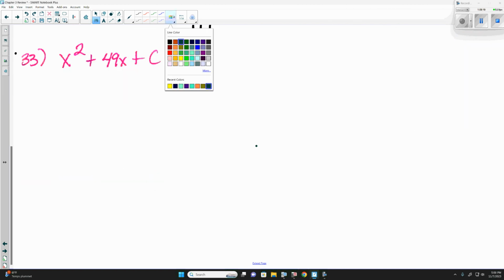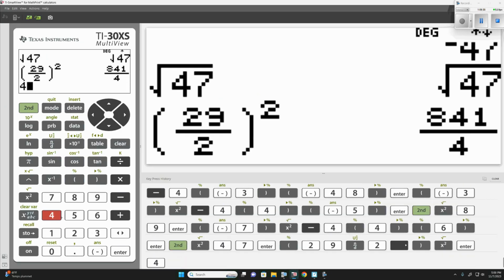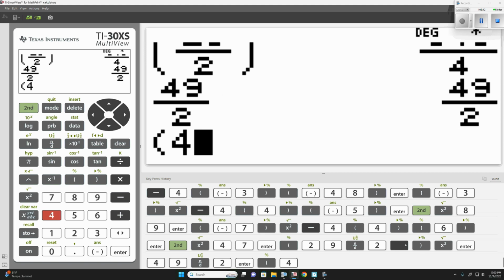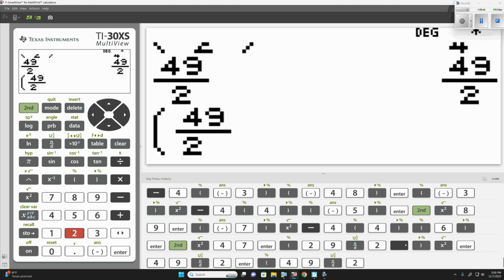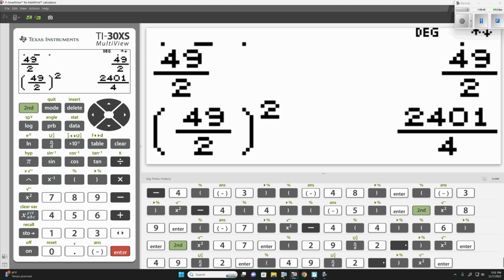33, we're going to do the same thing. c is equal to b over 2 squared. And in our case, the value of b is 49. So we'd have 49 over 2 squared. Now with the last one, if you're wondering if this will reduce, we can plug it in fractional form, and voila, it doesn't. So we can go on and square it. 49 over 2 squared is 2,401 over 4.